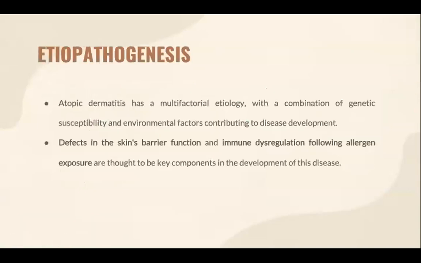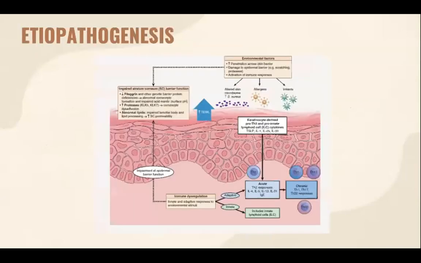Atopic dermatitis has a multifactorial etiology with a combination of genetic susceptibility and environmental factors contributing to the disease development. Defect in the skin barrier function, in addition to immune dysregulation following allergen exposure, are the key components in the development of this disease. So the main two components are defect in the skin barrier function and immune dysregulation following allergen exposure.